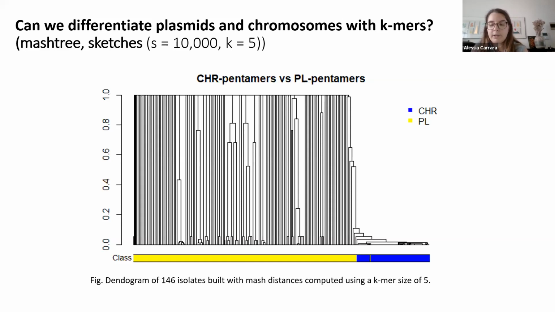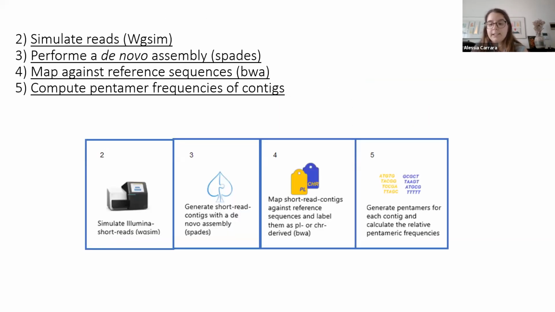So at this point, now that we have the data, we move to the next steps. Again, here they are summarized. Starting with our genomic sequences, we simulated the reads using WGSIM. Once we have the reads, we perform a de novo assembly with SPAdes so that we could get the contigs. Then we map the contigs against the reference sequences using BWA, so that in this way we could have the label about the origin of these contigs, whether they came from a plasmid sequence or from a chromosome sequence. After that, we compute the pentameric frequencies of the contigs.